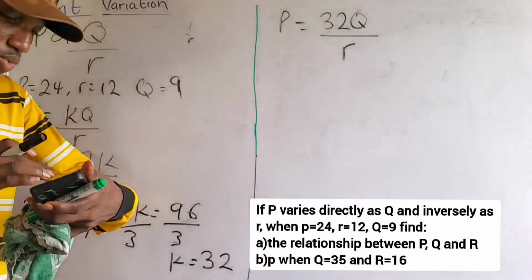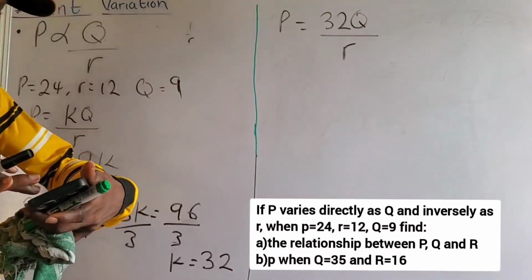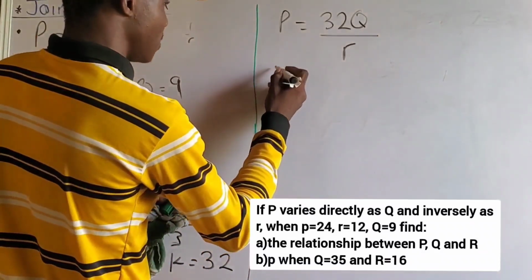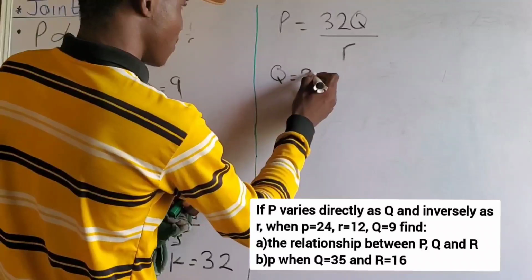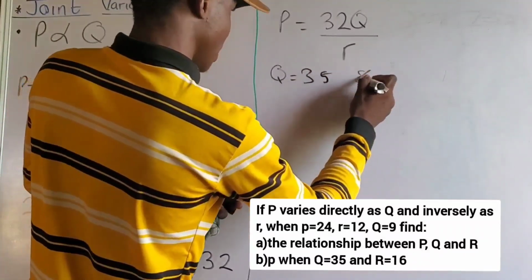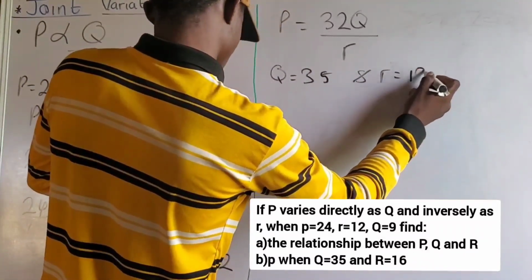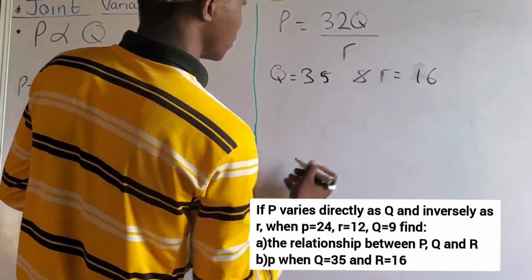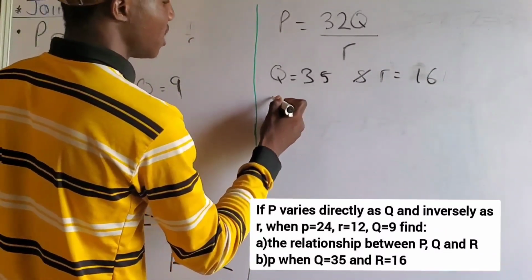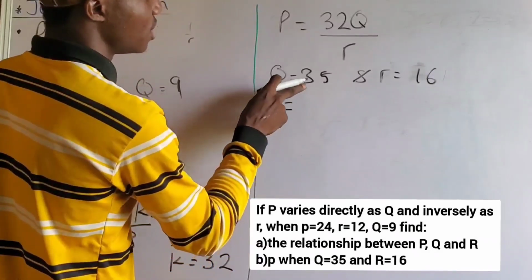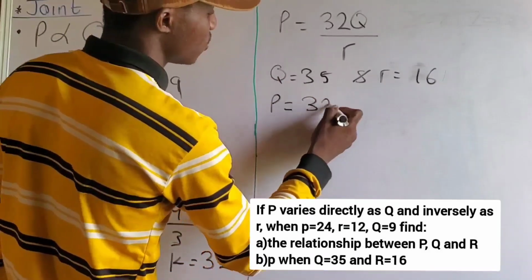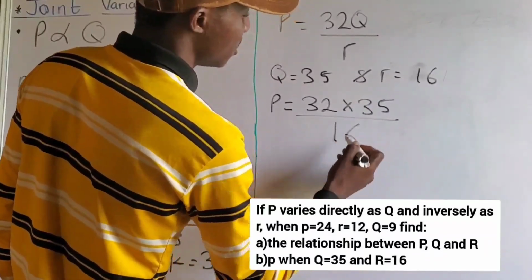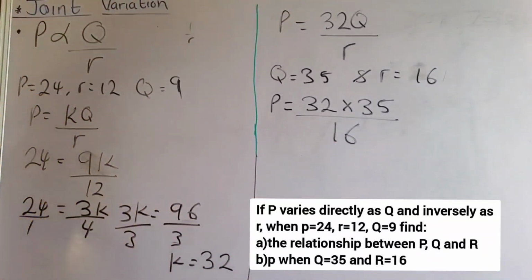Now for the second question, we are asked to find p when q is 35 and r is 12. Find p when q is 35 and r is equal to 16. Well, that's simple. All you have to do is that P equals to K times Q, Q is now 35. So I'm going to have 32 multiplied by 35 all over 16. Do you understand? Okay.